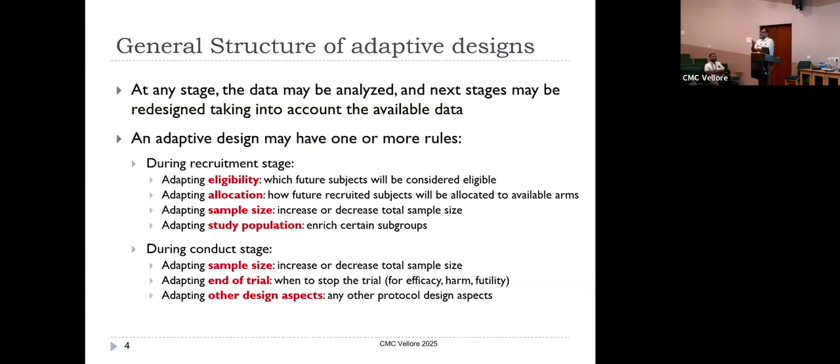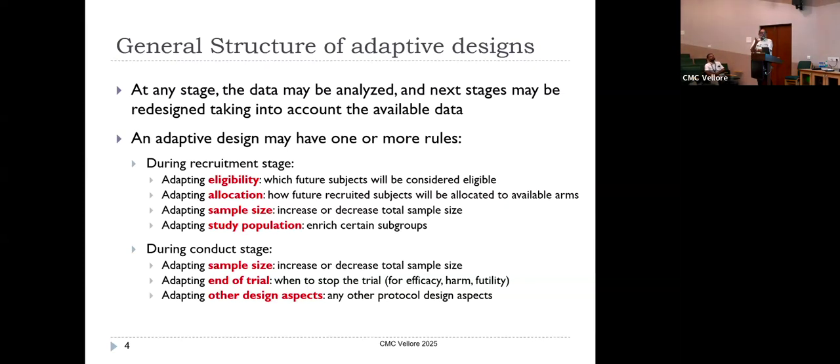You may have recruited a few people, but now you want to enrich certain types of people into your trial, and now you're adapting the eligibility. You're basically changing the eligibility criteria, or you decide these people should not be included here, so now we don't want to include them. We want to exclude these people. We do adaptive allocation, so future recruited subjects will be randomized, maybe not in a 1-to-1 fashion, but in a 2-to-1 fashion. Or we're going to do something different, so we can adapt the allocation while we're recruiting.